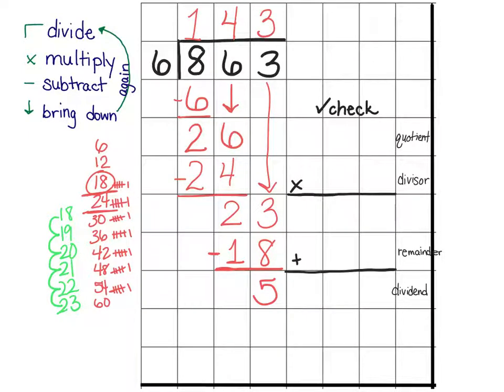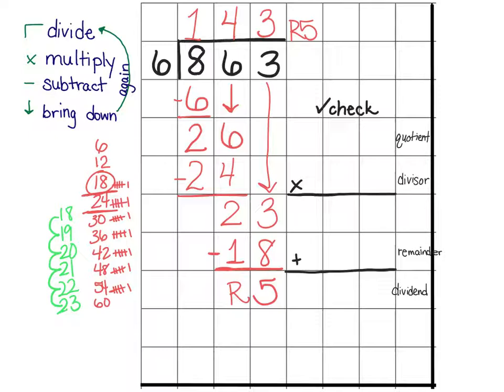Now we need to bring down. Oh, there's nothing to bring down. So we now have a remainder of 5. And we write remainder 5 at the top.